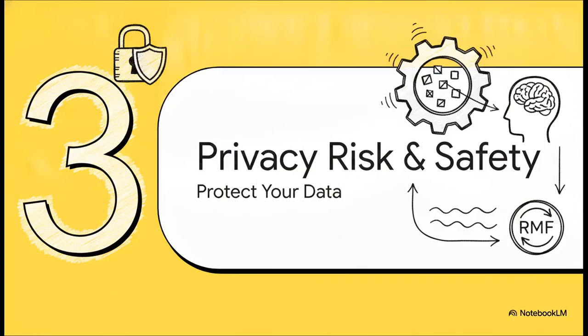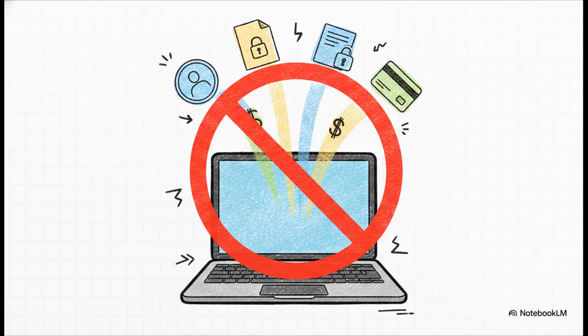Section 3. Privacy, risk, and safety. We need to shift gears to a critical topic that gets ignored way too often. The NIST AI Risk Management Framework heavily focuses on managing risks related to reliability and privacy. And for good reason. Using AI at work requires serious responsibility. I literally cannot stress this enough. Do not paste confidential information into unapproved free tools.